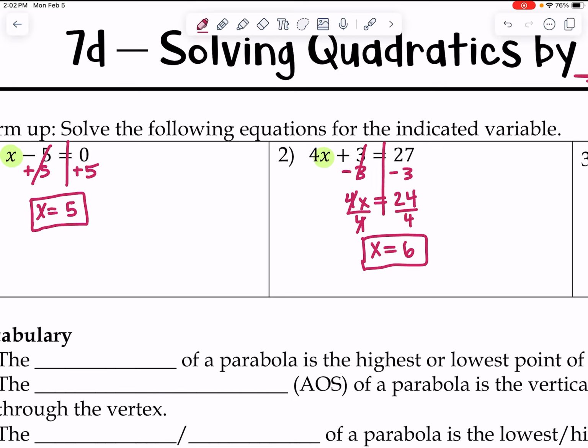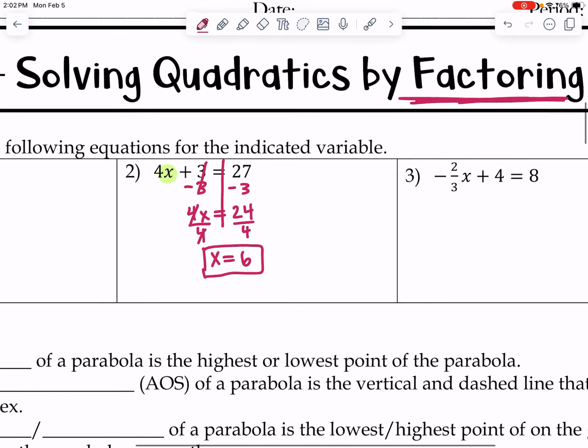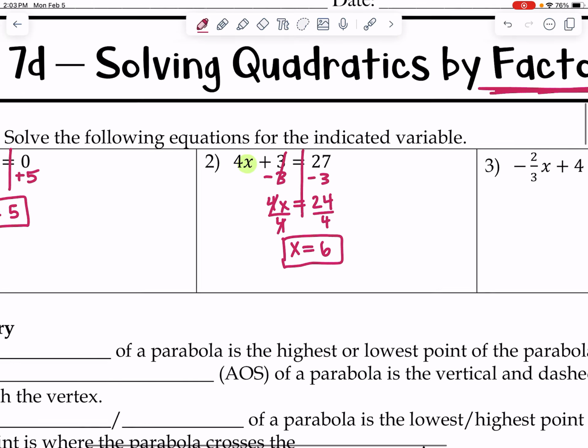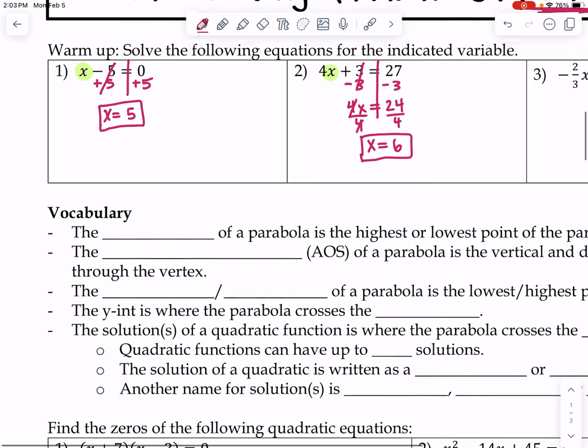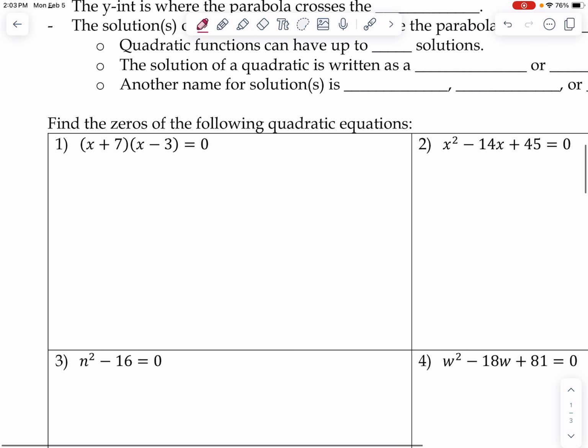Okay, and that's all we really need for this lesson. Number 3 is a little more complicated, but we won't end up seeing anything like that when we're solving quadratics, so we're going to skip that. We're going to skip the vocabulary and go straight to finding the zeros, which is the same as finding solutions.